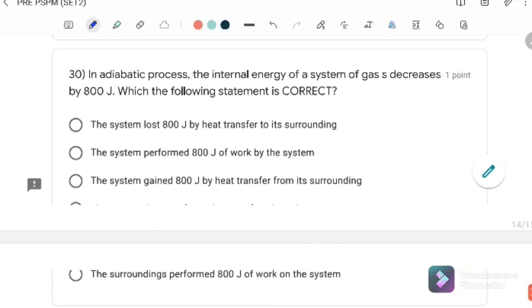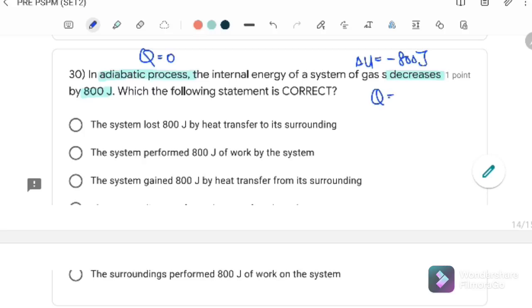Last question for set 2. In an adiabatic process, adiabatic meaning that Q is equal to 0, meaning that there's no heat transfer in or out of the system. The internal energy of the system gets decreased by 800 joule, meaning it's negative 800 joule. Which of the statements is correct?